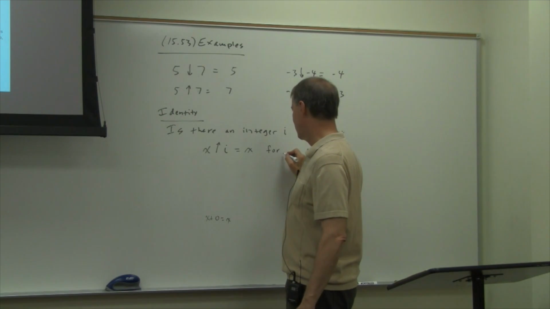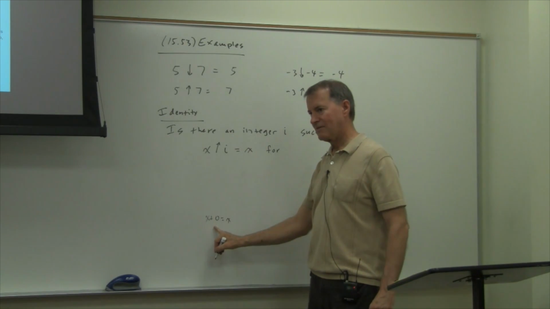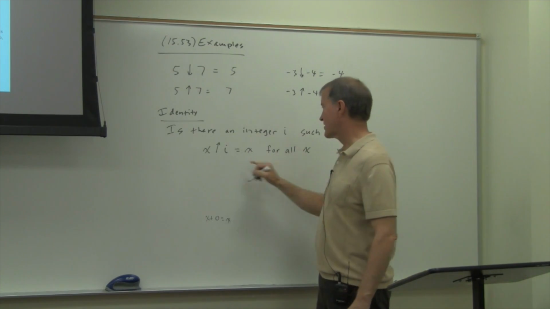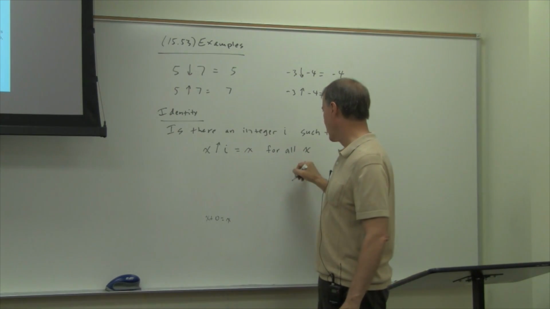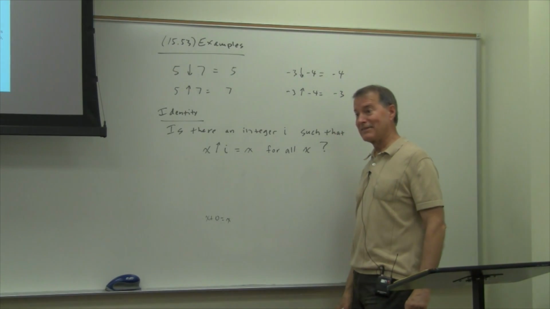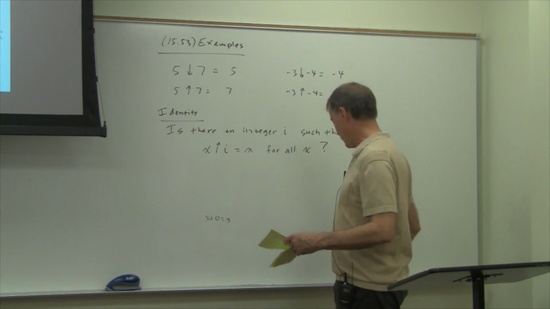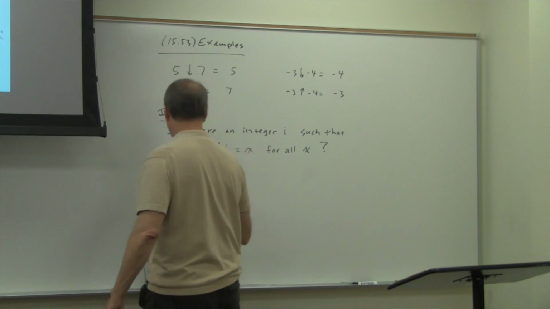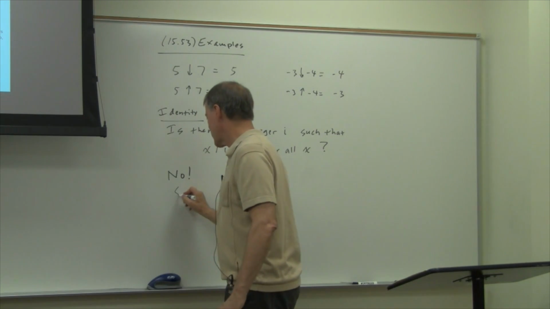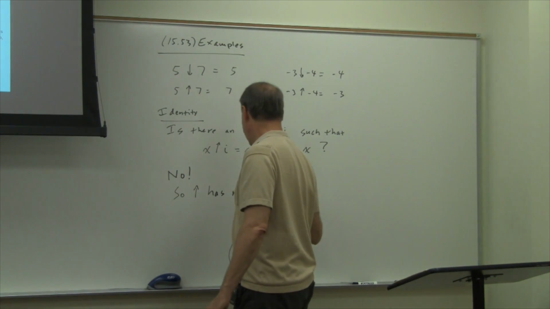I less than x? No, there has to be a number, a constant, such that x max I equals x for all x. No, there isn't. You're right, there isn't. So therefore, this operator has no what? Identity. So the answer is no. Max has no identity.